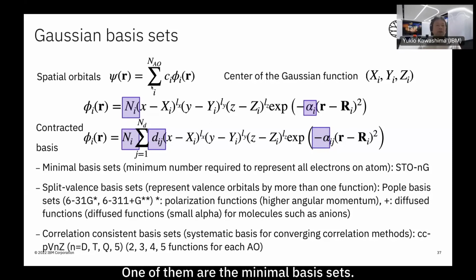There are several different types of basis sets. One of them is the minimal basis sets. It's using the minimal number required to represent all electrons on atoms. The famous one is the STO-3G basis set.